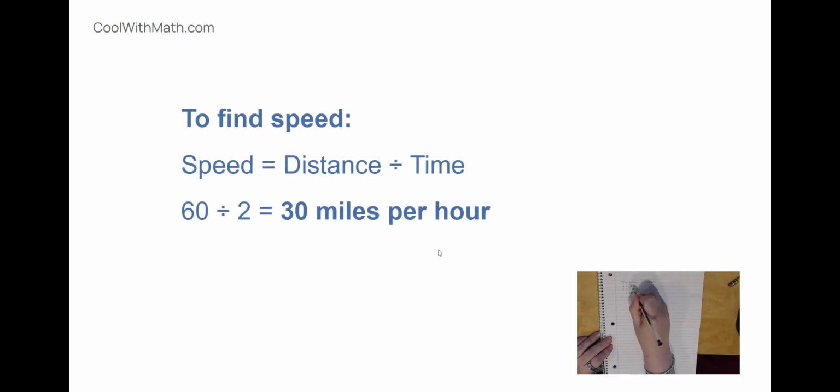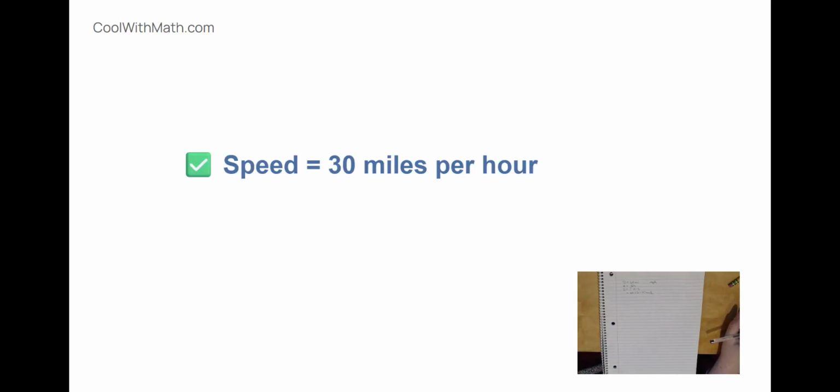We're going to do 60 divided by 2, and that's going to give us 30. And since we divided miles by hours, so the distance, which was in miles, the time, which was in hours, our unit is going to be miles per hour, or mph. Now, here's the answer again, 30 miles per hour. Next time, we're going to go ahead and solve this problem, but solve it in miles per minute.